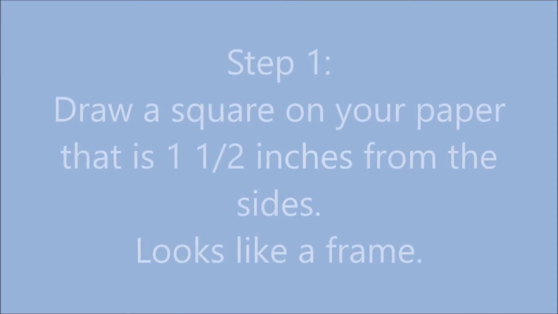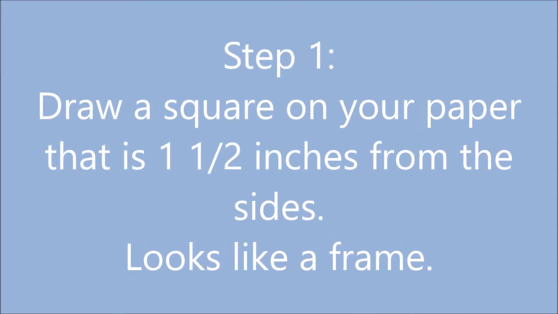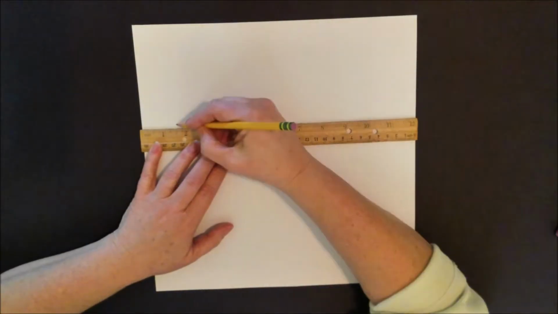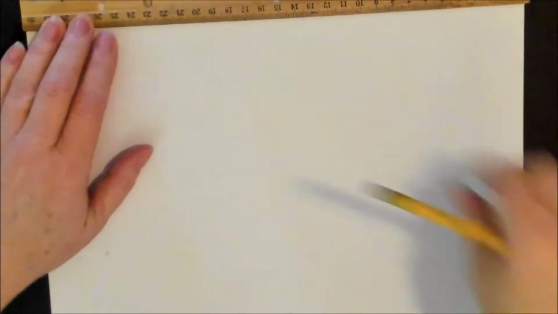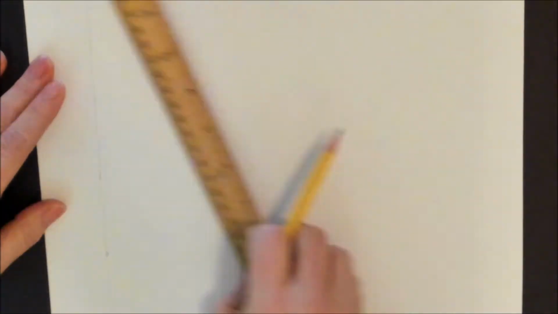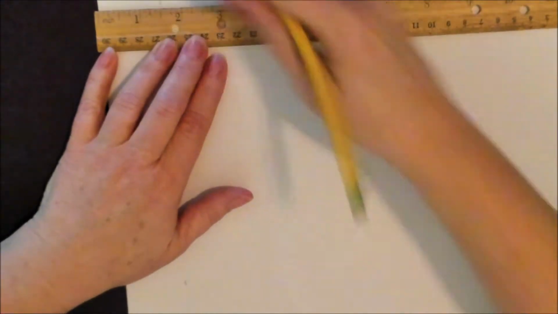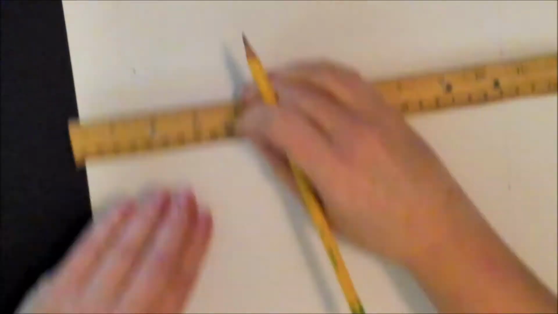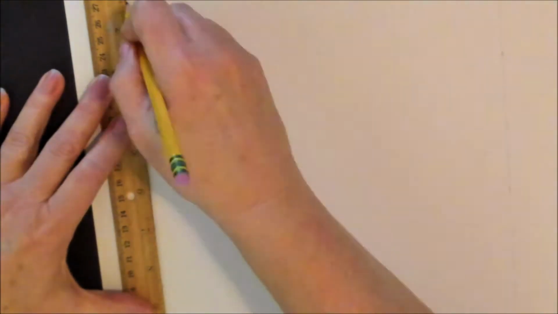Step 1 is to draw a square on your paper that is 1.5 inches from the sides. It will look like a frame when you're done. Begin by measuring 1.5 inches 3 times from the side of your paper and then draw a line. Turn your paper, measure 1.5 inches again, and draw a line on that side. Repeat this on all 4 sides, and when you're done, you'll have a square in the middle looking like a frame.